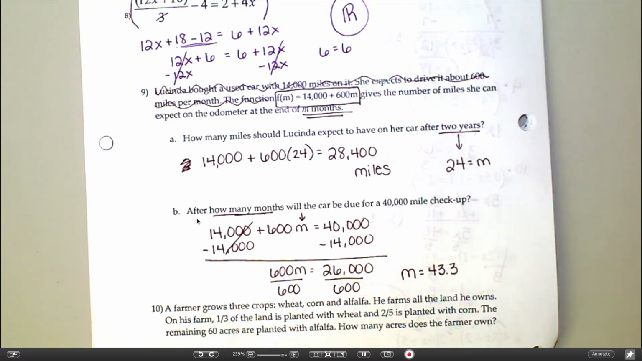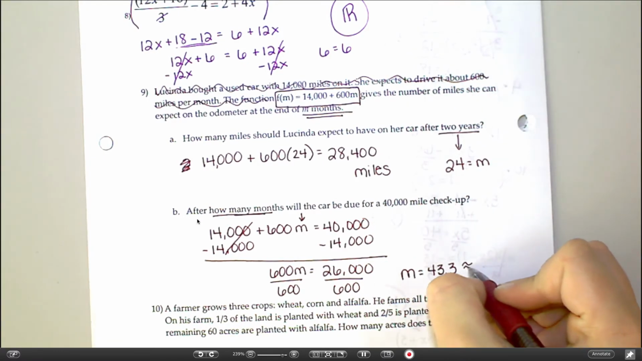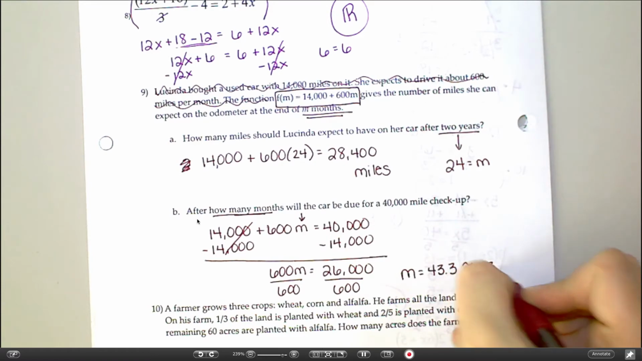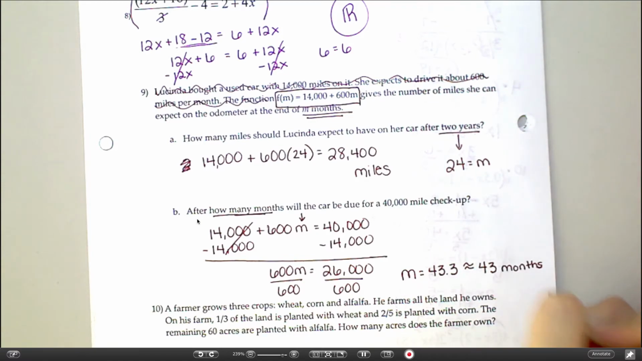Now, if you were her auto mechanic and trying to estimate for her when she would need to come in for this checkup, would you tell her in approximately 43.3 months? Probably not. Probably just say 43 months, yeah. Or really, that's pretty close to 4 years. So, a little less than 4 years, okay? But I want you to be able to calculate it. I guess that's probably closer to 3.5 years, but.